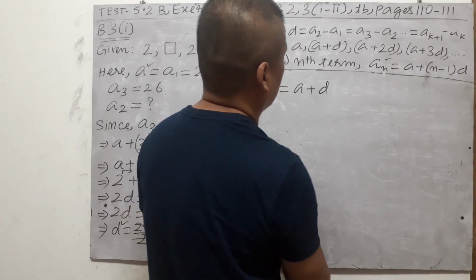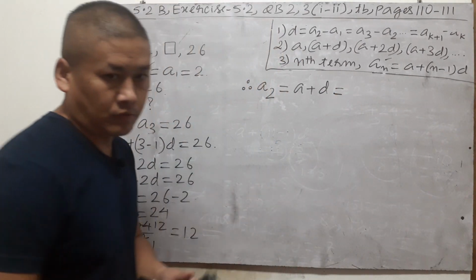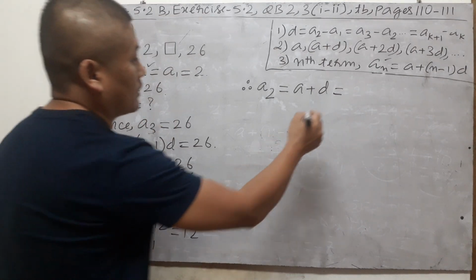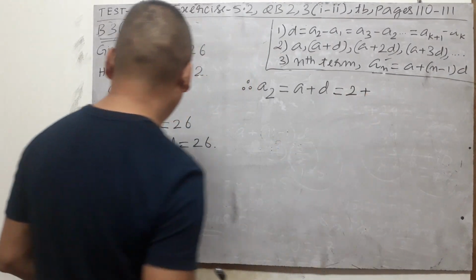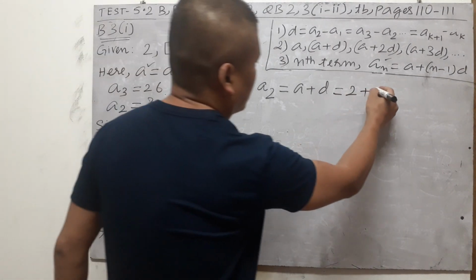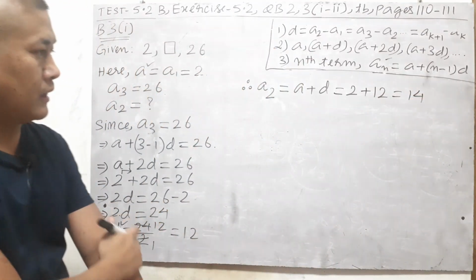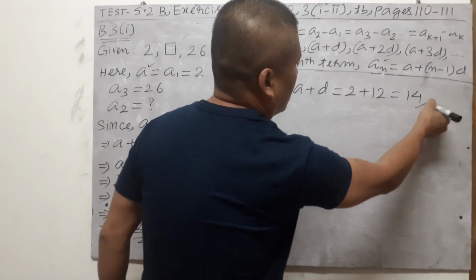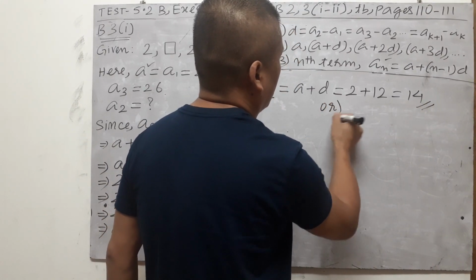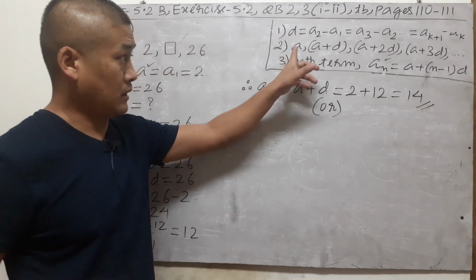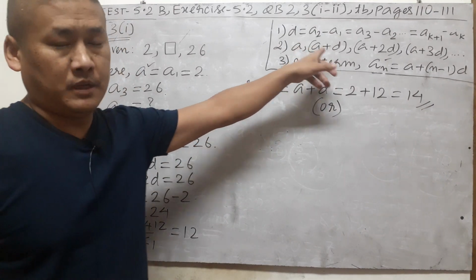So, you can cut this portion. Sorry for that. A here is 2 and D here is 12. So 2 plus 12 is 14. I think it's correct. Yes, correct. So that's our answer. That is how we find any missing term by using the second formula here, A plus D, A plus 2D.